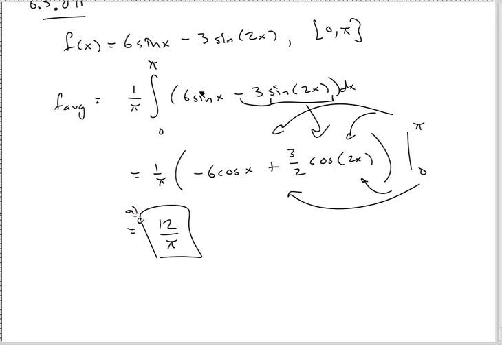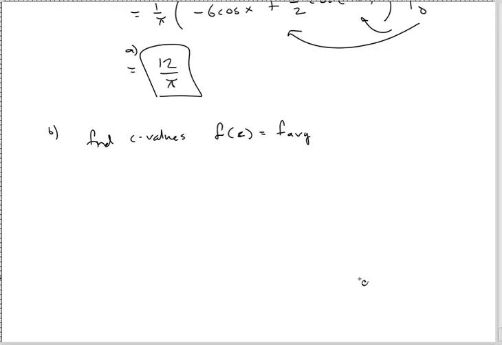Now, that's part A. Oh, no! Part B is a little different. It says, find the C values where f of C is equal to your F average. And I think that's called the mean value theorem. It's been a while. I don't have it in my notes here necessarily. But it is actually a pretty cool technique that I want to show you here in just a second. Now, let me just show you how to get this thing done.